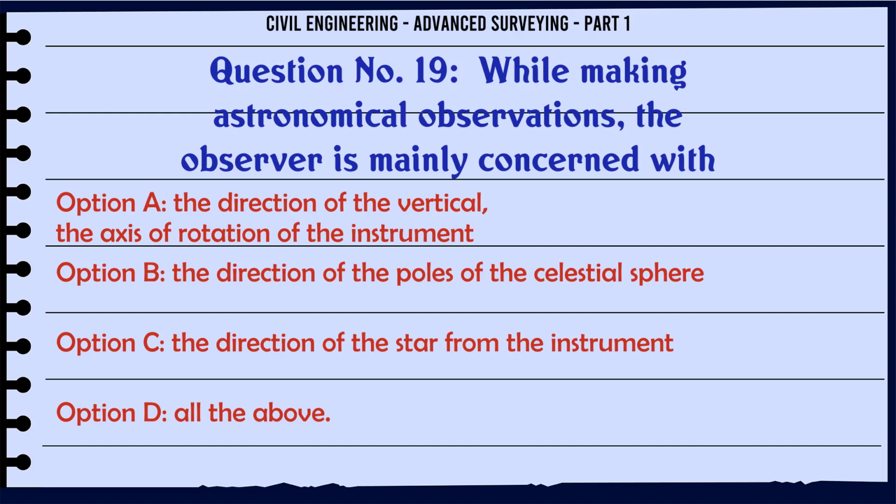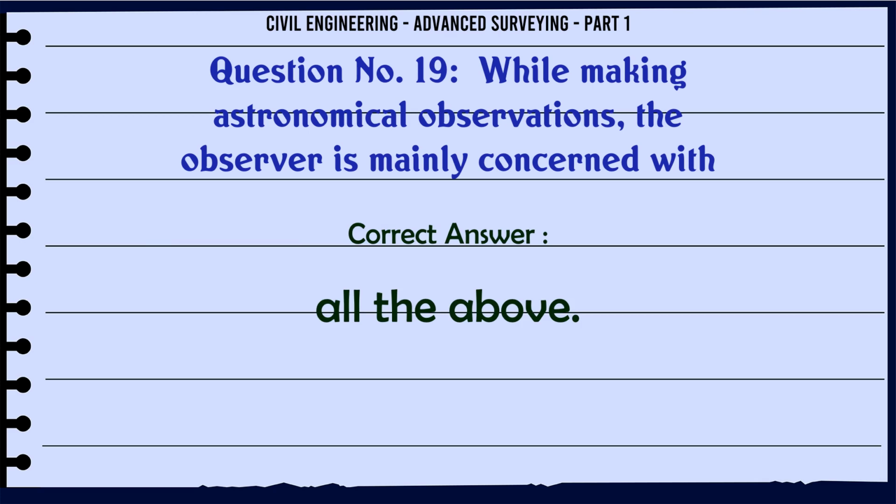A. the direction of the vertical, the axis of rotation of the instrument, B. the direction of the poles of the celestial sphere, C. the direction of the star from the instrument, D. all the above. The correct answer is all the above.